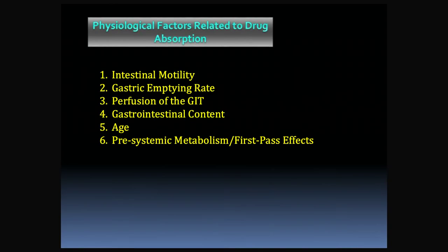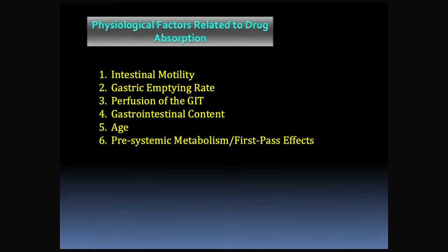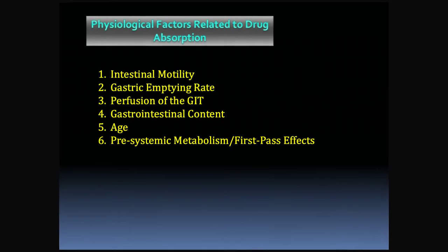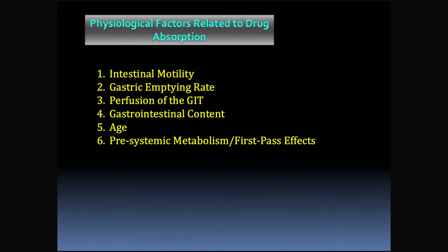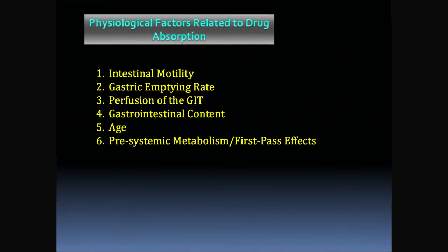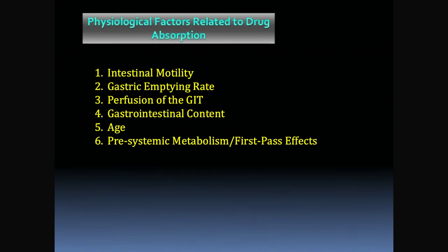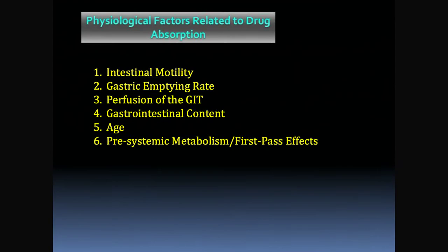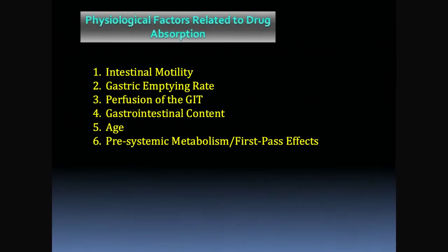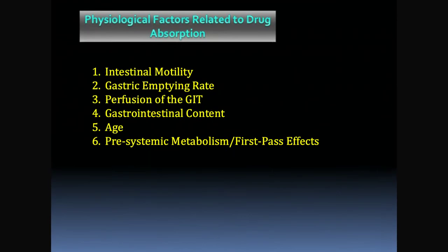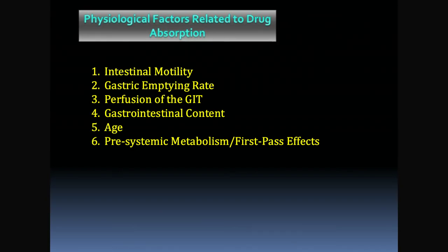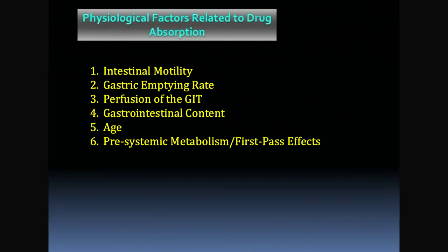Intestinal motility and the gastric emptying rate serve as the primary chronological clocks, determining the precise temporal window a molecule has to interact with the absorptive membranes before being moved along the tract. Beyond mechanics, we must analyze how localized blood perfusion and the biochemical composition of the gastrointestinal content can either facilitate or obstruct a compound's passage. Finally, consider the critical impact of age and pre-systemic metabolism, which dictate how much of the original dose survives hepatic and intestinal enzymes to reach the systemic circulation. Which of these 6 factors do you think would most drastically fluctuate in a patient experiencing a hypermetabolic state?